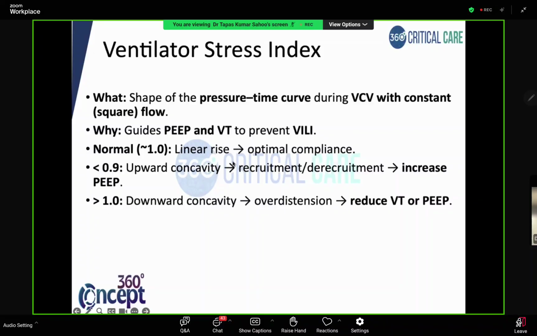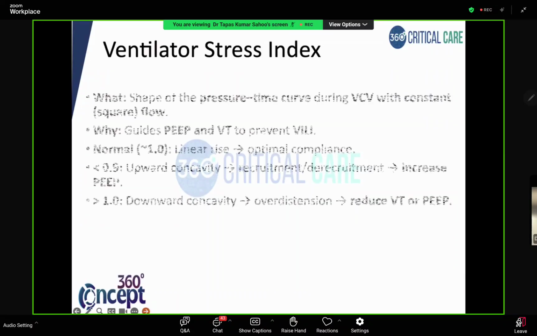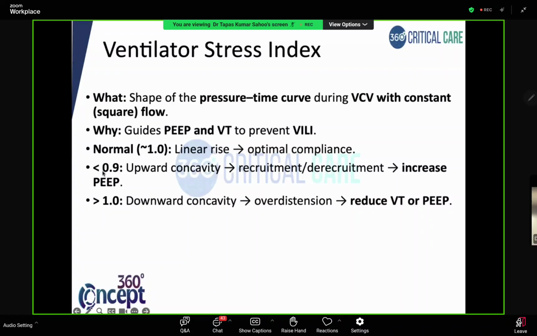Normal is around 1. This would be a linear rise, which means optimal compliance. Normal. Right, this is the normal, like this. Now, if it goes up with upward concavity, that means less than 0.9, recruitment and de-recruitment, so you have to increase the PEEP. More than 1, with downward concavity, means over distension, so you have to reduce the tidal volume or the PEEP. Clear?